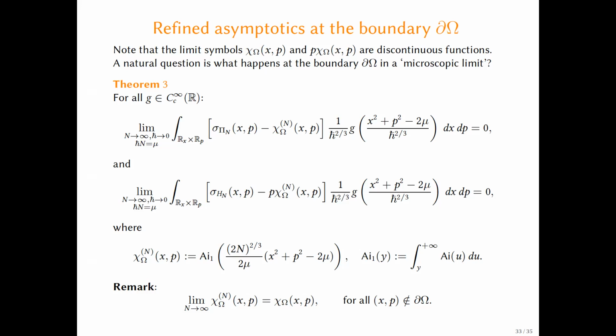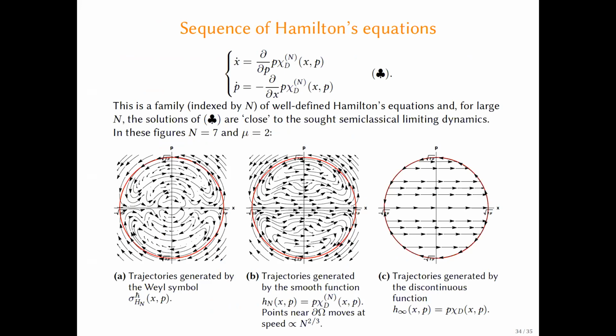Okay, so this is the modified function, and it converges pointwise to the characteristic function up to the boundary. It's radially symmetric, and at the boundary it is equal to 1/3. And so we can write down the sequence of Hamilton equations with this modified Hamiltonian function. Now everything is very much under control because everything is smooth.